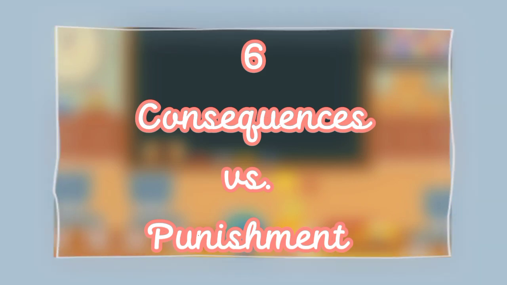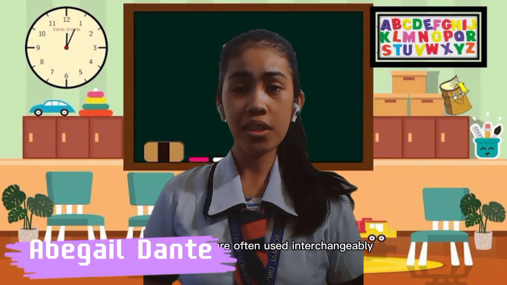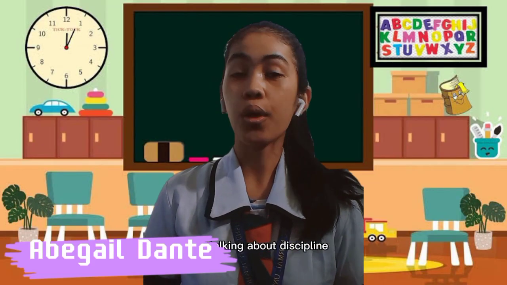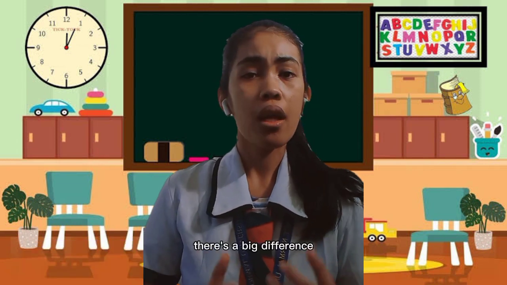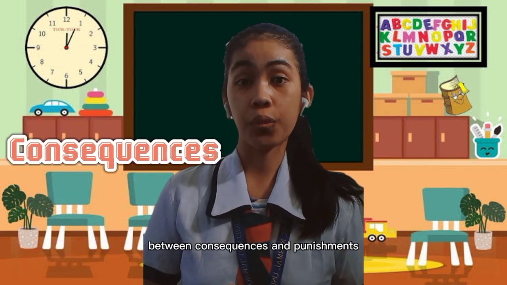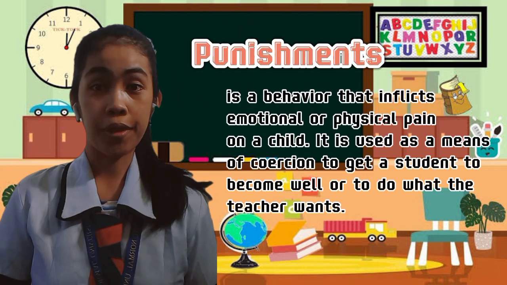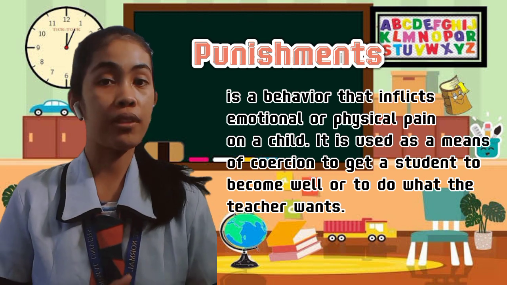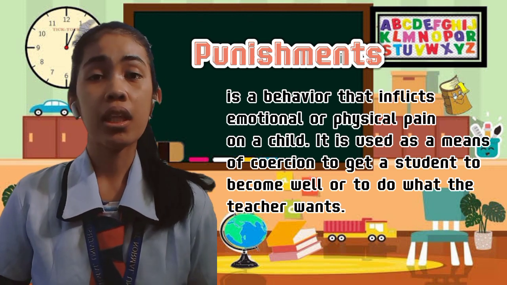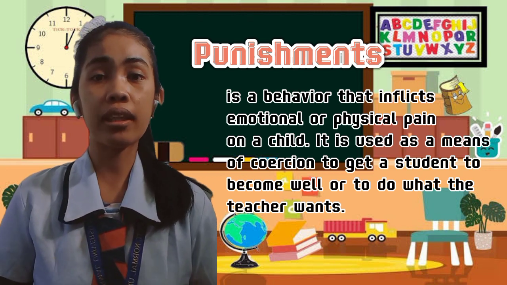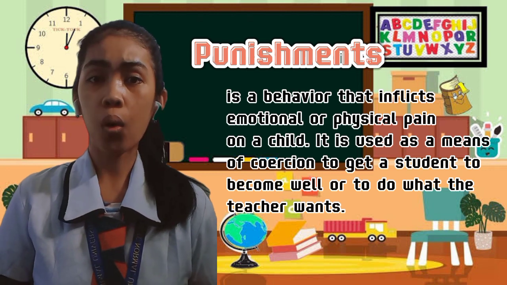Consequences versus punishments. These terms are often used interchangeably when talking about discipline. There's a big difference between consequences and punishments. Punishment is a behavior that inflicts emotional or physical pain on a child. It is used as a means of coercion to get a student to behave well or to do what the teacher wants.